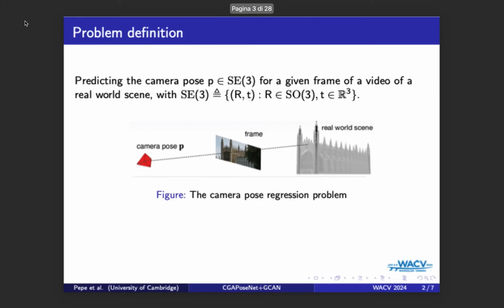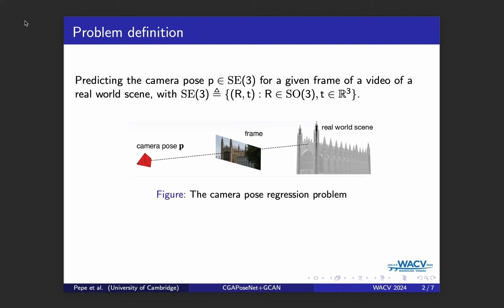So let's begin. By camera pose regression, we refer to the prediction of a camera pose P associated to a given frame of a video that is capturing a real-world scene. So you can imagine to be in front of King's College Chapel with your smartphone and you're moving around trying to capture a video of the scene. What you can do later is to label each frame of the video with the pose of the camera at the moment in which the frame was captured.